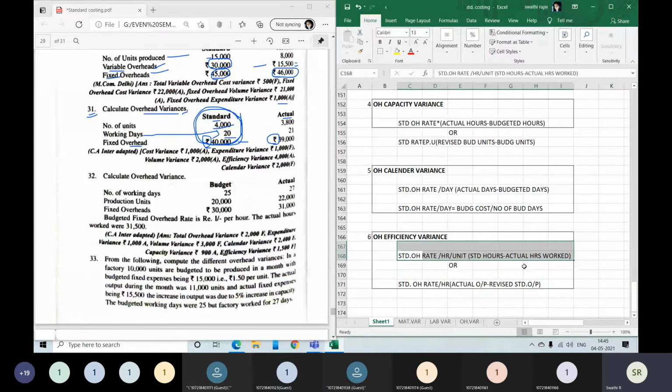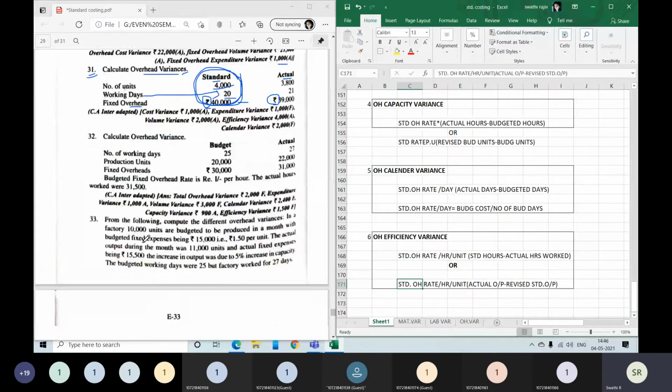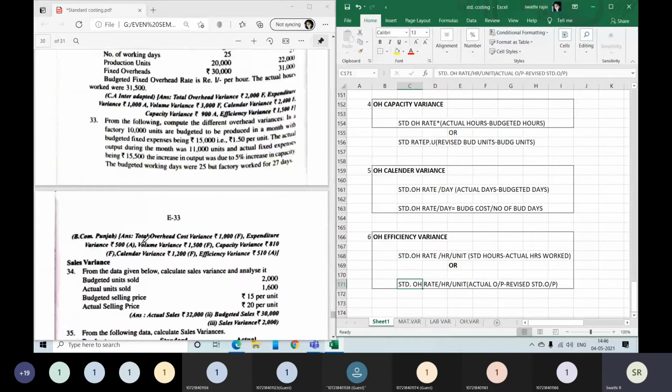Then that takes us to the next formula. If output is given and not hours, what is the formula to be used? Standard overhead rate per hour or unit. It becomes a little apparent after some time, but you people are new to it. Standard overhead rate per hour or per unit into actual output minus revised standard output, we will see how to calculate this. This we can't calculate because standard hours and actual hours worked are not given to us. In a few questions, they'll give you hours worked.